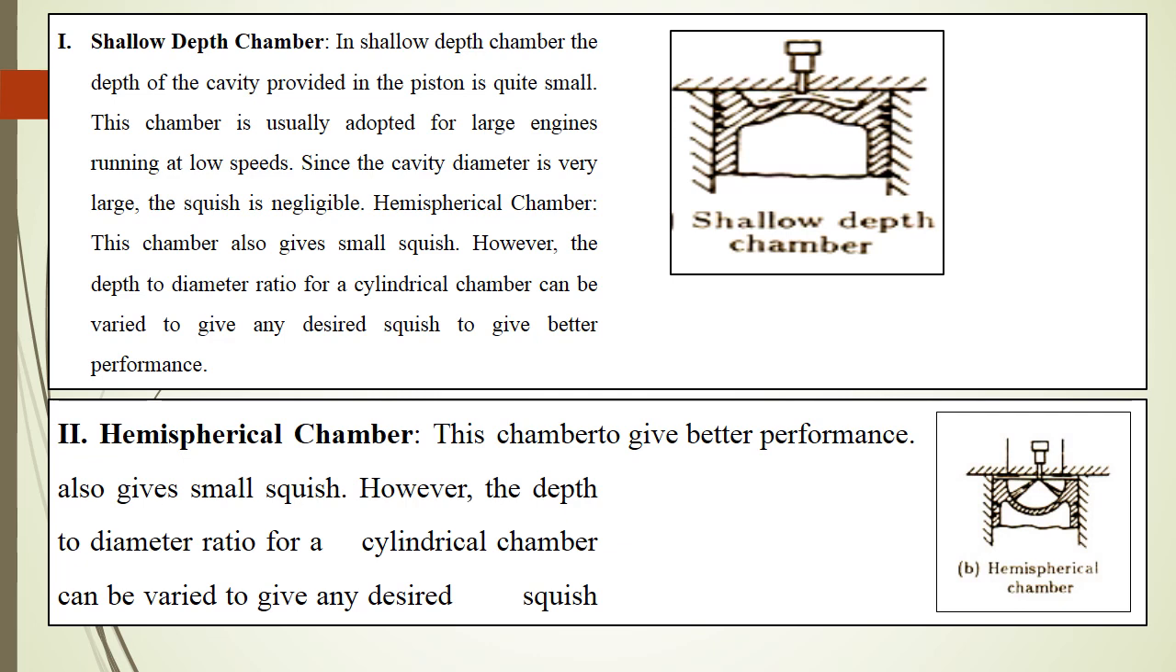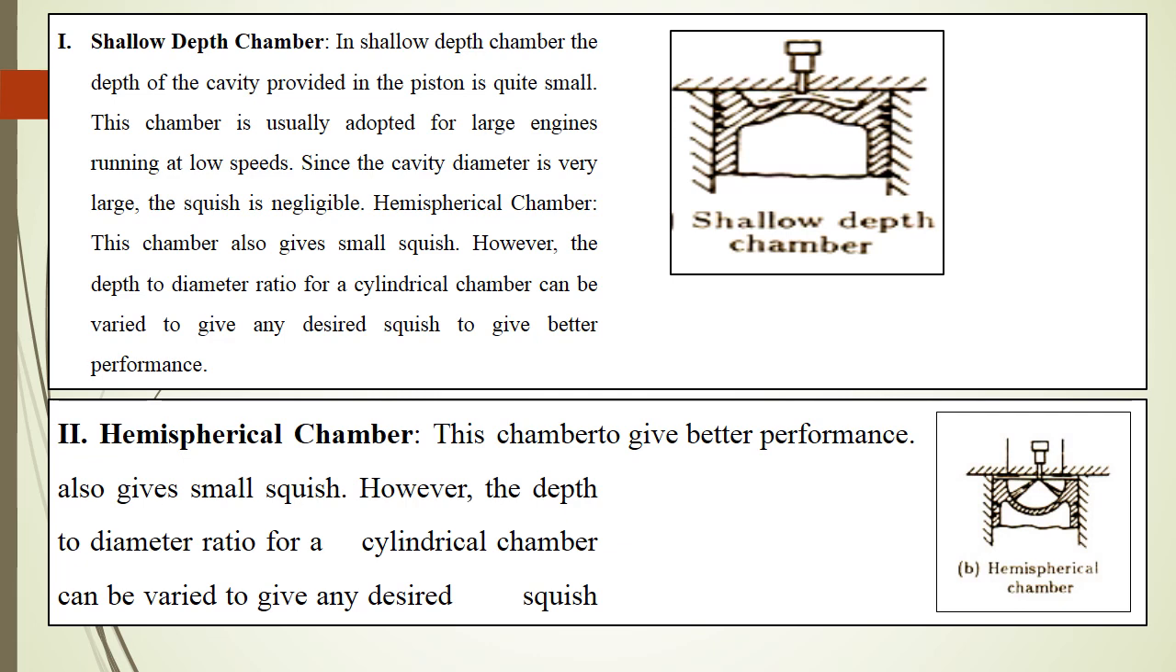Now these open combustion chambers are divided into different types, namely shallow depth, hemispherical, cylindrical, and toroidal chambers. So first we will discuss the shallow depth chamber. Now how are we going to differentiate them? Again, with the cavity provided in the piston crown. According to the shape of this cavity provided in the piston crown, there are different types. So first, the shallow depth chamber.